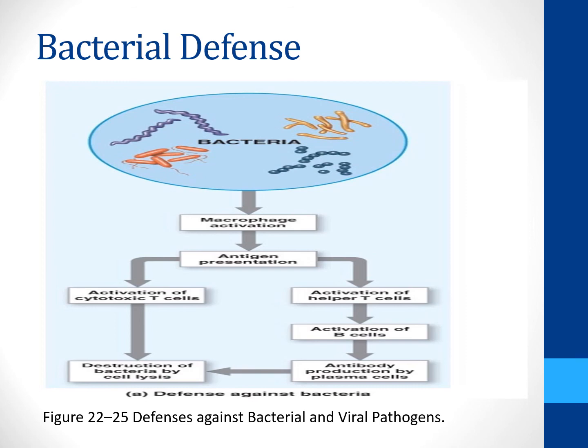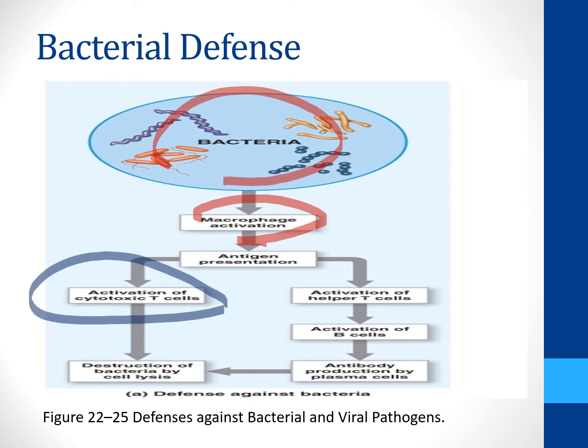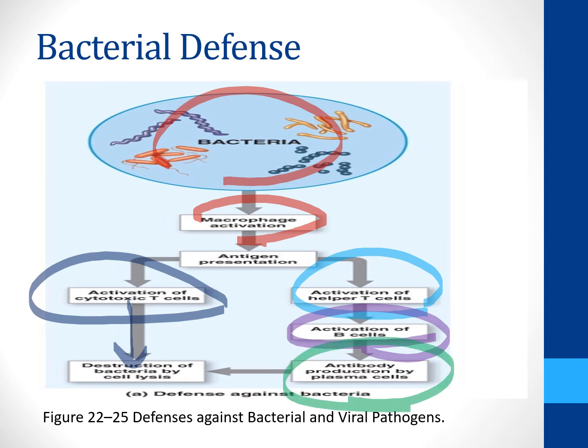So this is showing you exposure to a bacteria is going to cause macrophage activation. The macrophages are antigen presenting cells. So once they present the antigens, it's going to activate cytotoxic T cells, which will go and directly attack the bacteria. They're also going to activate T helper cells. The T helper cells are going to activate B cells. The B cells are going to produce plasma cells. The plasma cells are going to produce antibodies, and the antibodies are going to go and fight those off.